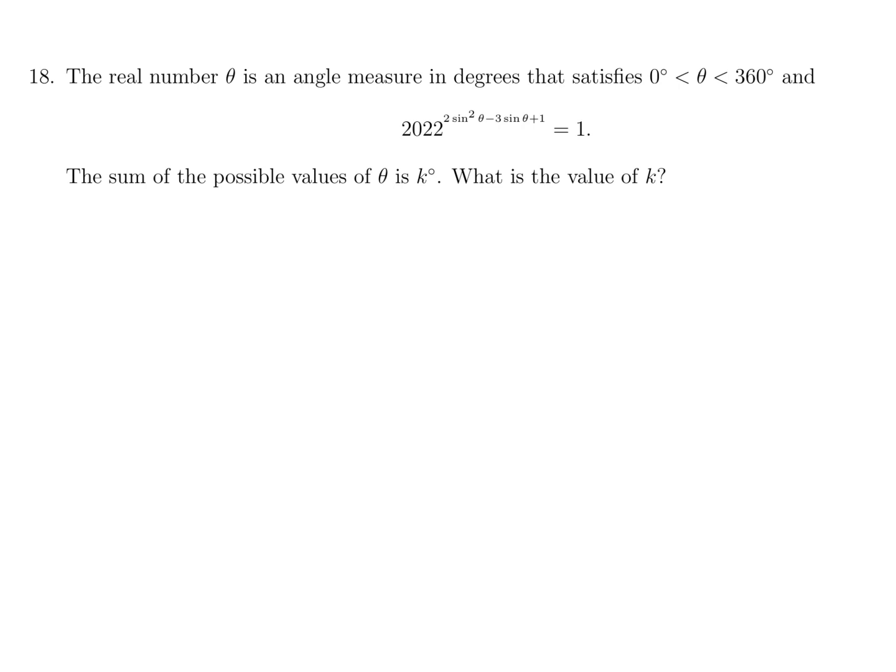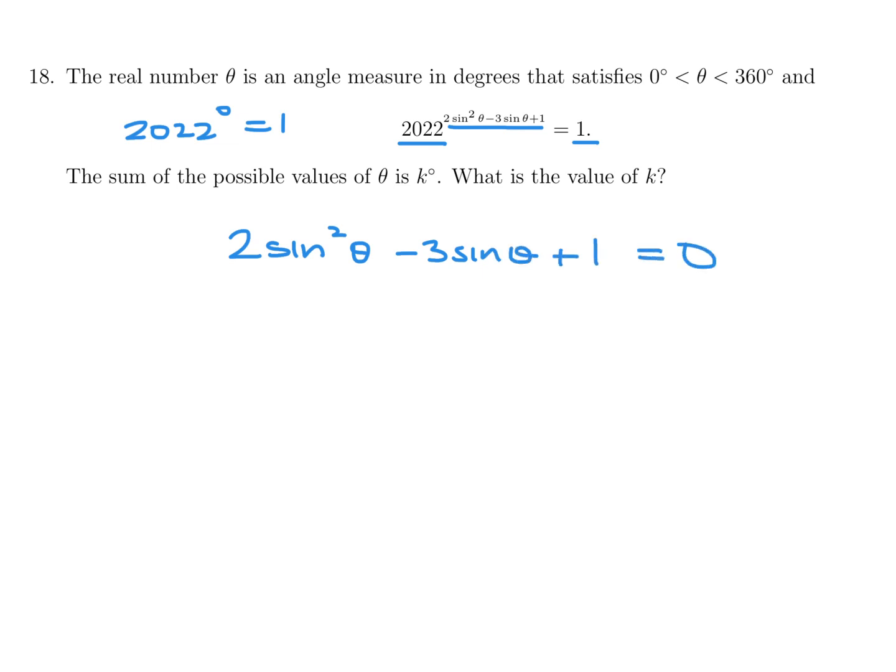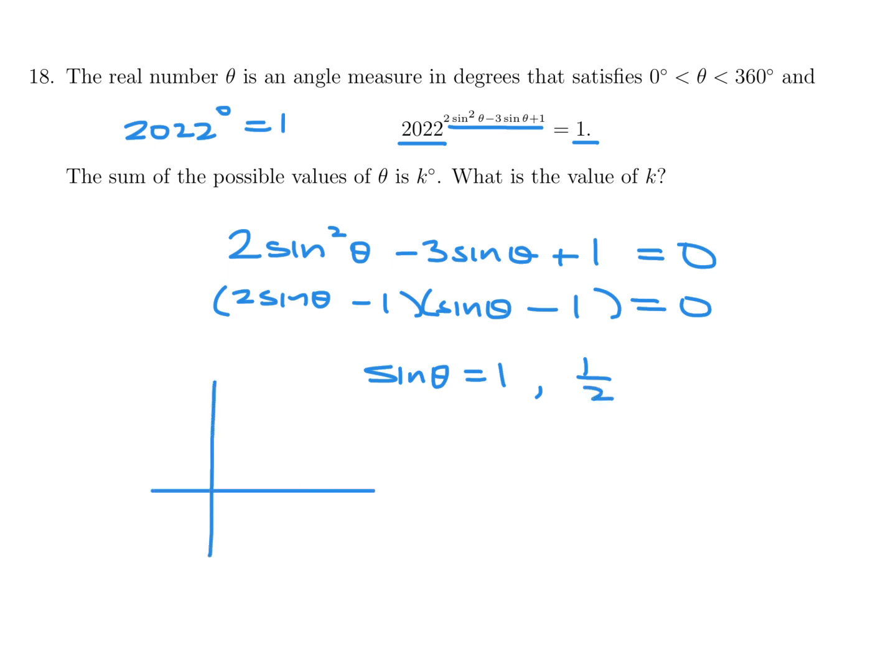All right. Well, this to some power is 1. So that means that power must be 0, right? Because anything to the 0 power would be 1. So that 2 sine squared theta minus 3 sine theta plus 1, that exponent is actually equal to 0. Okay, so that's pretty good. We can factor this pretty nicely, I believe. This will be 2 sine theta negative 1, sine theta negative 1. Yeah, so that basically means that either sine theta is 1 or sine theta is equal to half. Okay, so let's draw the graph. I always like drawing the graph. It helps me out.